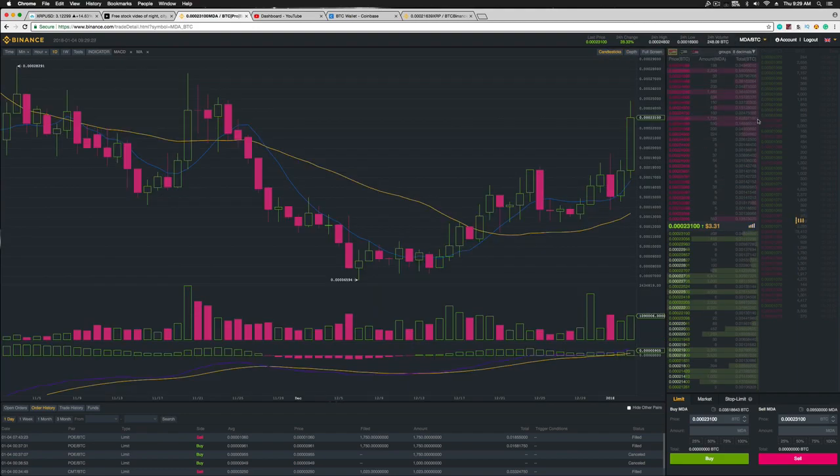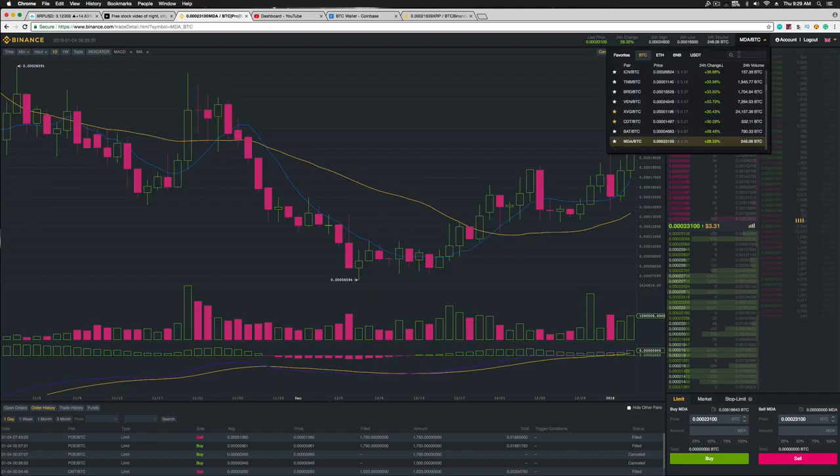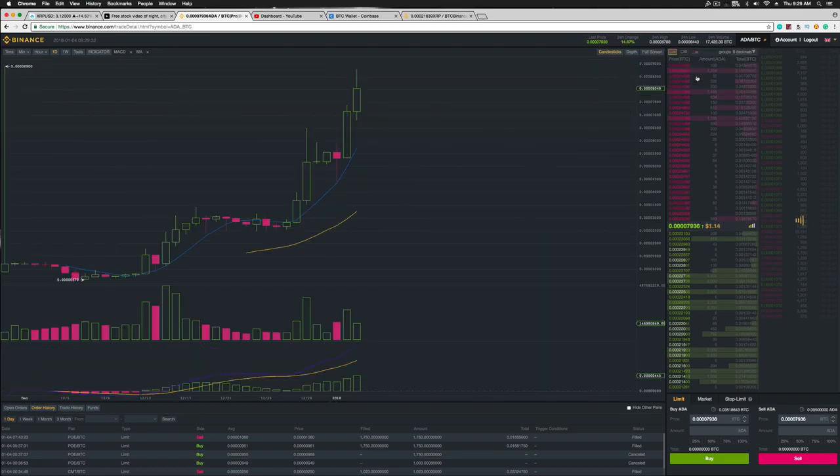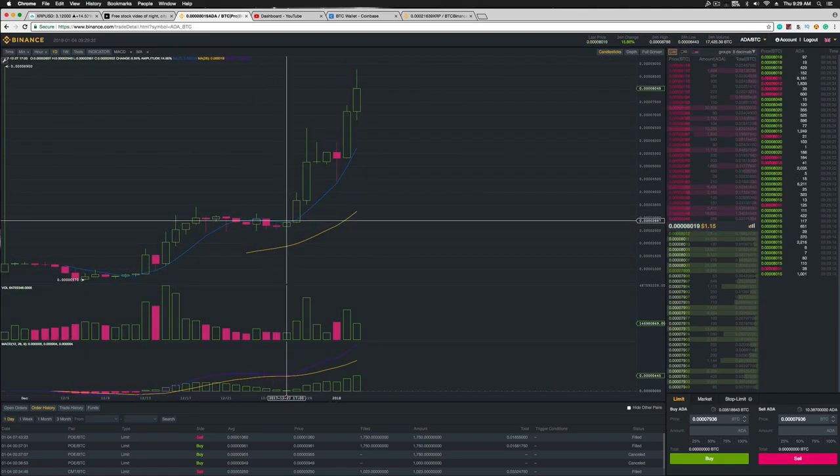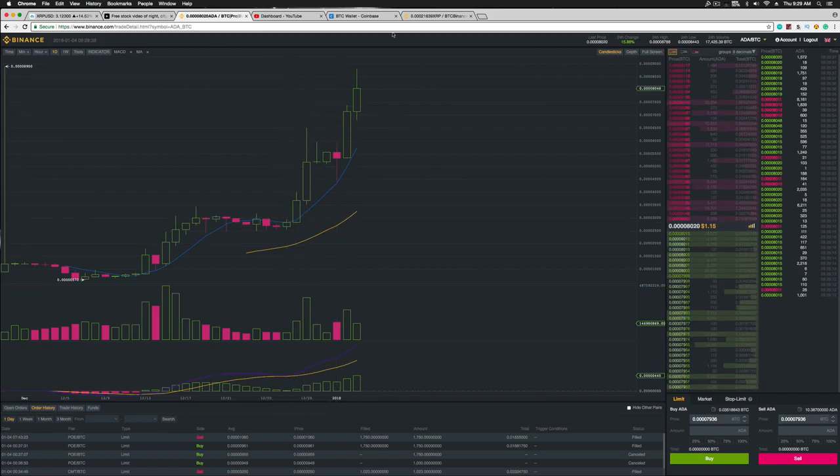It's awesome. Let me show you ADA. This one was probably the most beautiful one. So you can see it comes up, spikes, consolidates, first green candle, make a new high. This was like at 45 cents and now it's at $1.22, $1.15. So guys, this is the power of these candles and the bull flag pattern in this market, the cryptocurrency market.